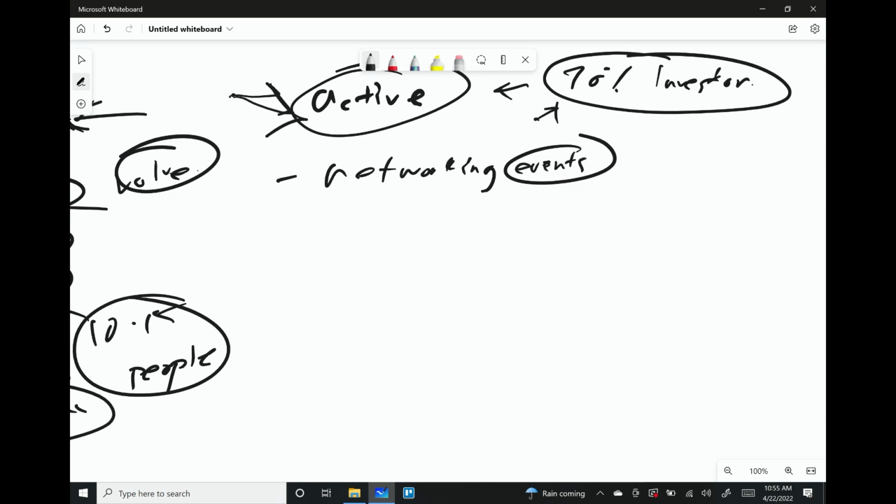And the reason why I emphasize this word is because at the end of the day, what are the events that your dream clients are attending?